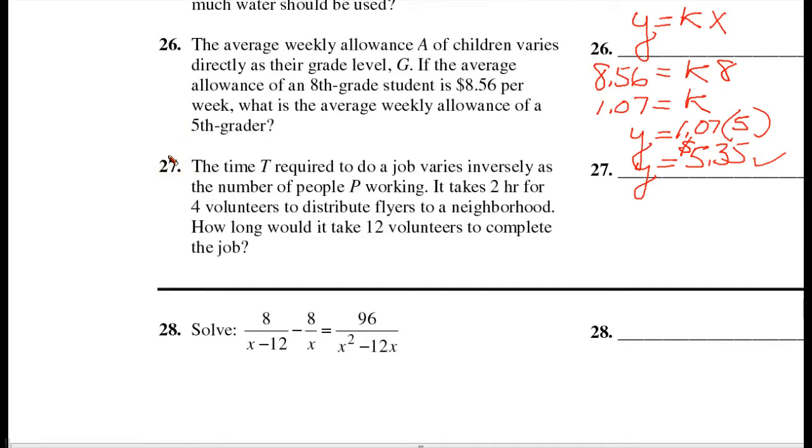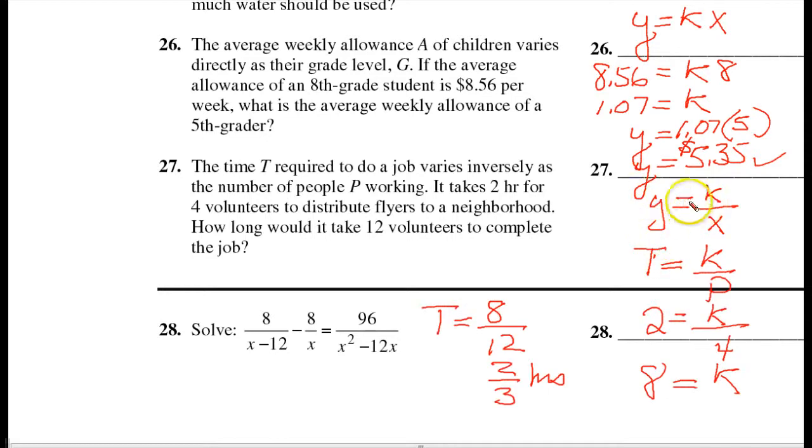It says the time required to do a job varies inversely as the number of people working. Now the inverse relationship is y equals k over x. This is direct variation. This is inverse variation. So let's study this here. So we can convert this to the letters they're using there. Time is inversely proportional to the number of people doing the job.